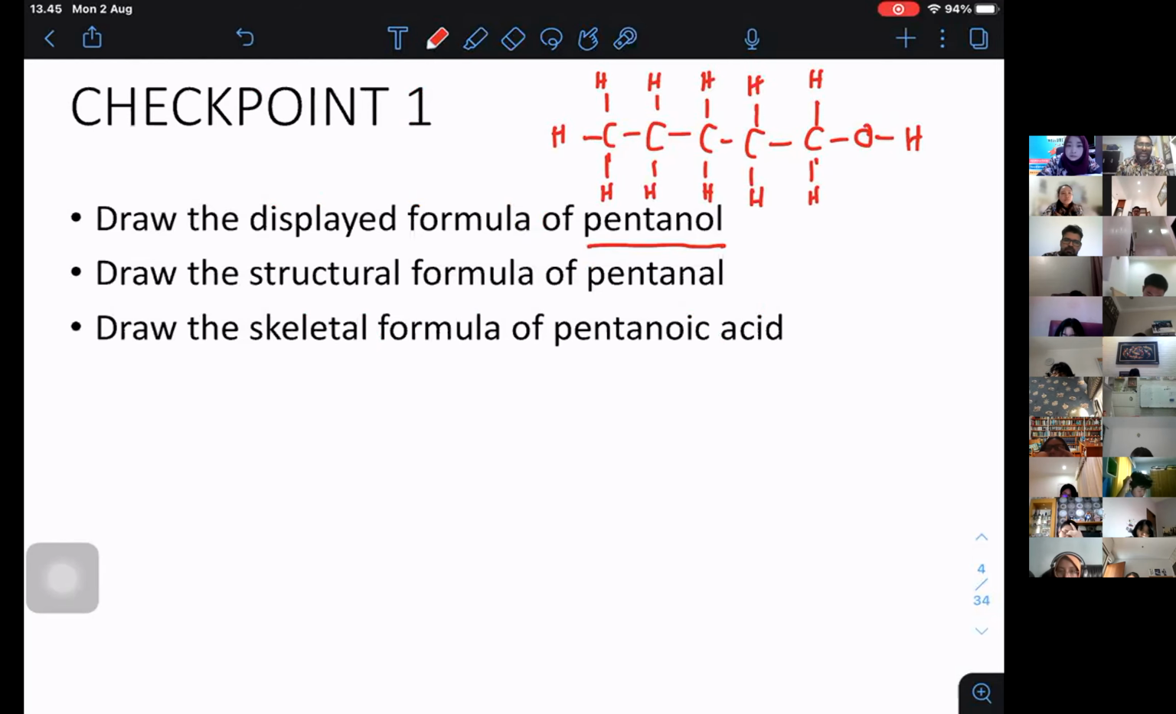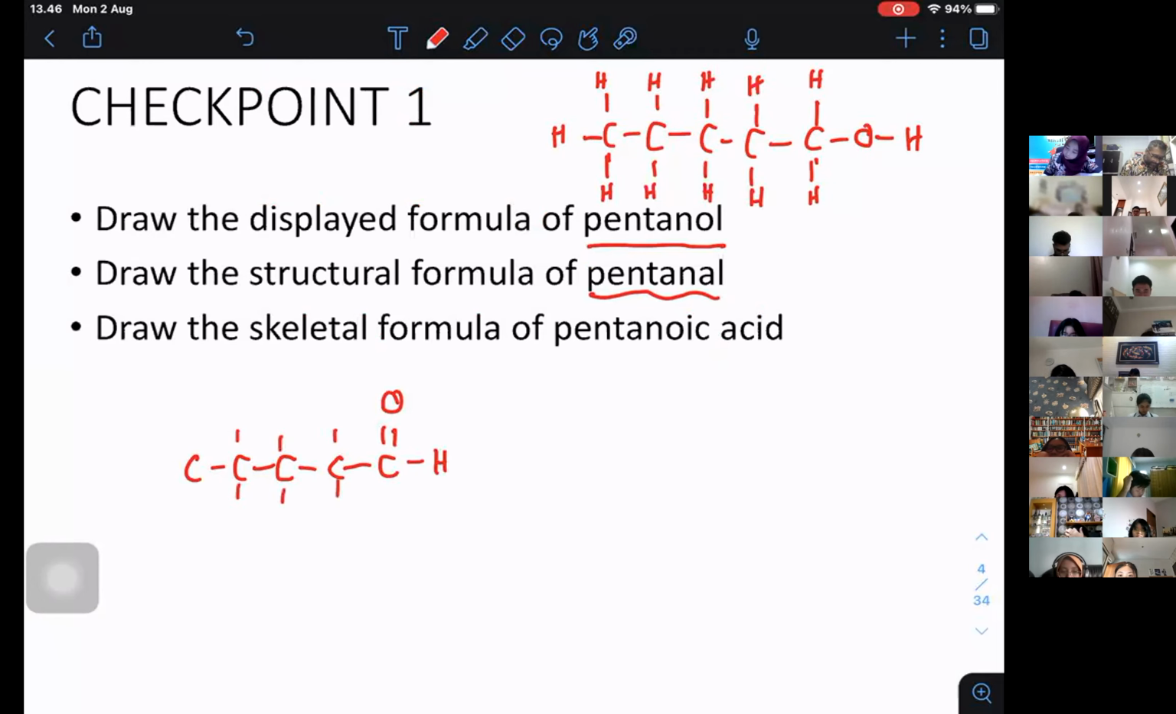Now, draw the structural formula for pentanol. Whenever you want to draw structural formula or skeletal formula, make sure you draw the displayed formula first because it's going to help you. So pentanol, 5 carbon, aldehyde, double bond OH. And then you can just assume that this is going to be the displayed formula. And I want to write down the structural formula for this.